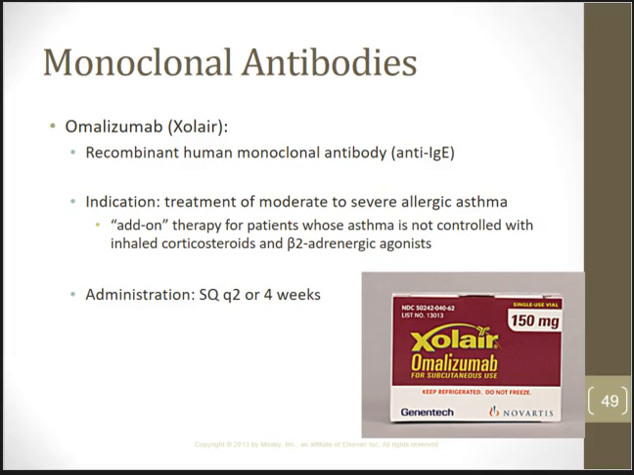Now there is another group of drugs that is used to treat asthma, and it's an immunomodulator. It's a monoclonal antibody. Omalizumab is Xolair. It's a recombinant human monoclonal antibody, anti-immunoglobulin E. It's indicated for the treatment of moderate to severe asthma, and it's an add-on therapy for patients whose asthma can't be controlled with steroids and a beta agonist.